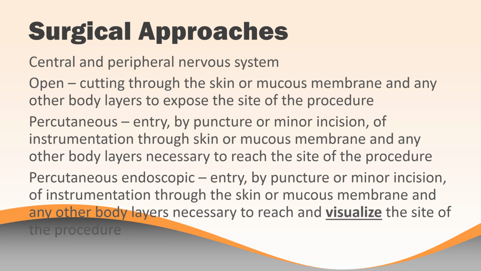Surgical approaches is another area in your textbook chapter. The author gives you four surgical approaches that are commonly seen in the nervous system area. They are open, percutaneous, percutaneous endoscopic, and external. You can also refer back to chapter 1 of your textbook for the full definitions of all of the surgical approaches and some graphical pictures.